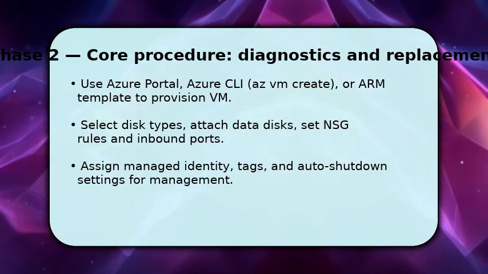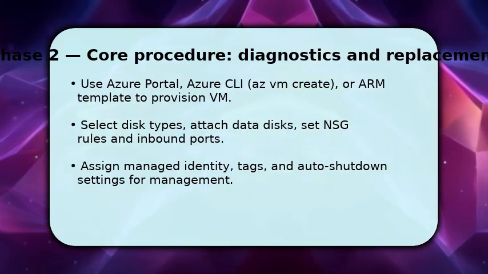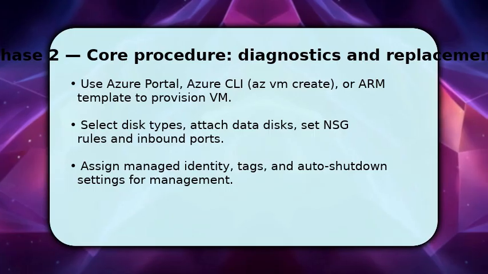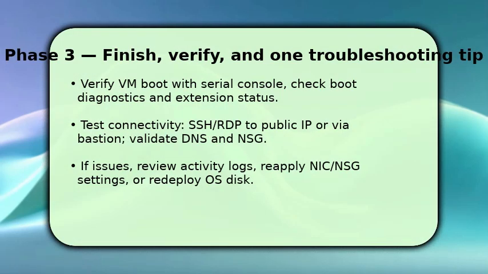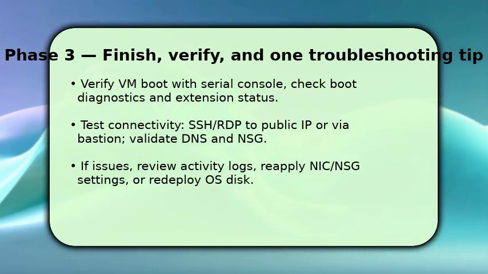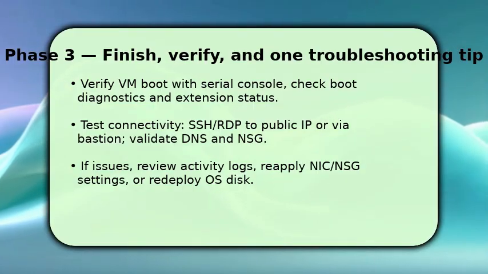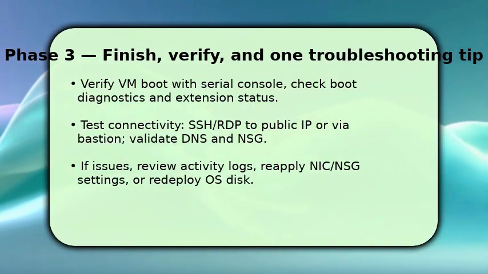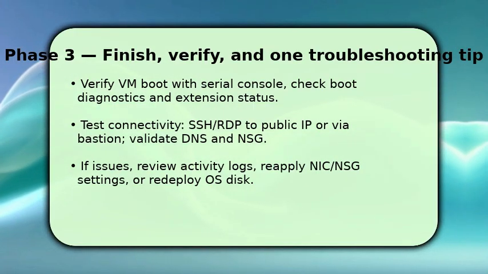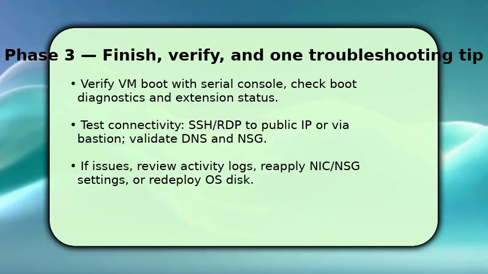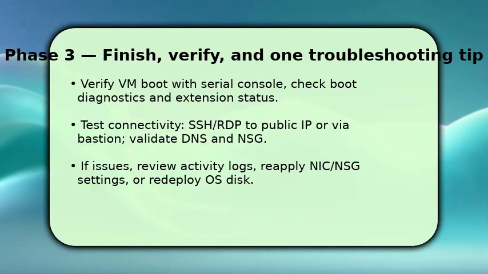You finalize by validating the VM boots and the VM Agent is healthy. Use boot diagnostics and the serial console when needed, since these show boot errors. Test connectivity by SSH or RDP to the assigned IP or through Azure Bastion, and confirm DNS, NSG, and route table settings. Connectivity problems are usually networking rules or firewall misconfigurations.